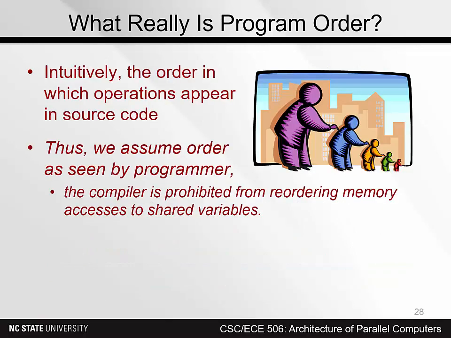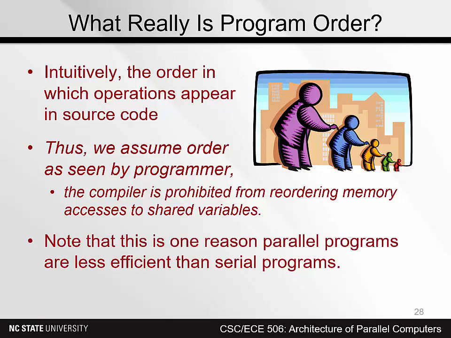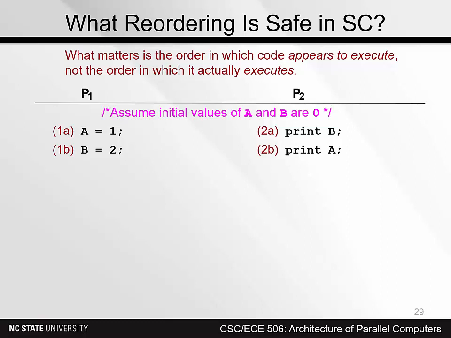Program order is the order that instructions appear in the source code. The compiler isn't allowed to reorder operations to shared variables, though it can reorder memory operations to private variables. This prevents some optimizations and is one reason that parallel programs are inherently less efficient than serial programs. It's sometimes possible, though, to attain a sequentially consistent result, even if the execution sequence is not sequentially consistent.